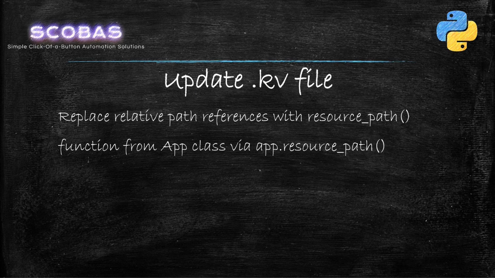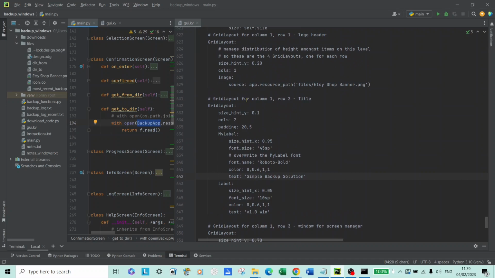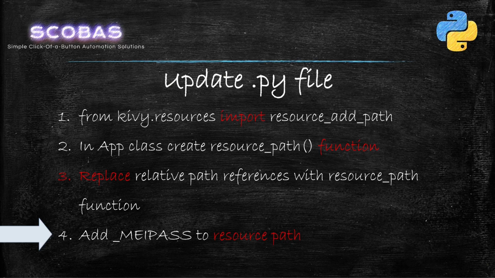Now let's have a look at the changes we need to make to our Kivy file. It's going to be exactly the same. So for example, up here, the source of this image was files.etsyshopbanner.png. All I have to do now is apply the resource path function to that. Now this resource path function lives in the app class, and the way I get access to that in the Kivy file is by calling the app object. So once we've made that change in the Kivy file for our relative path, there is one final change we need to make in our Python file.